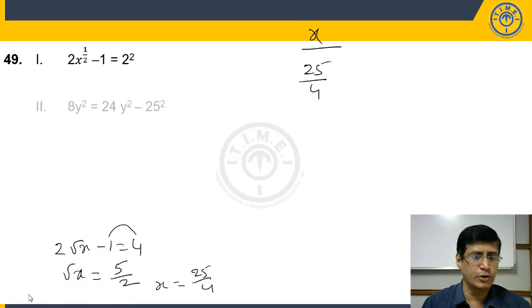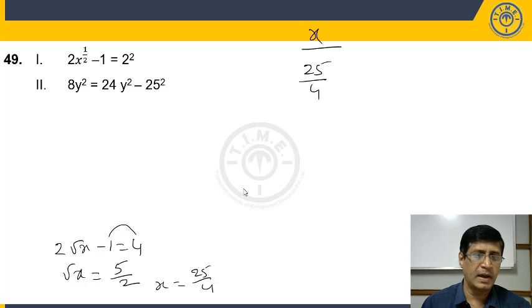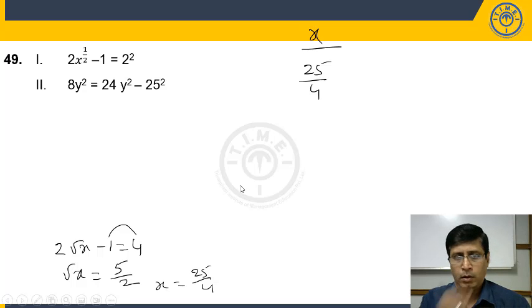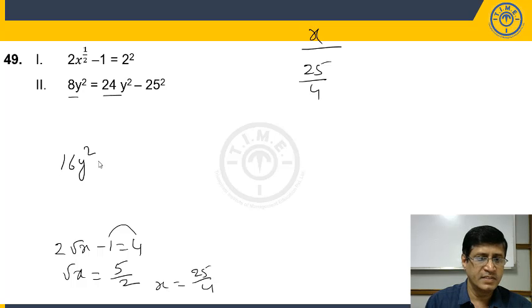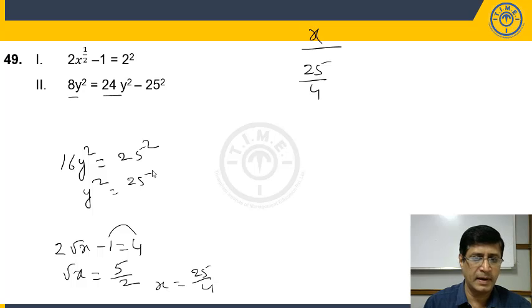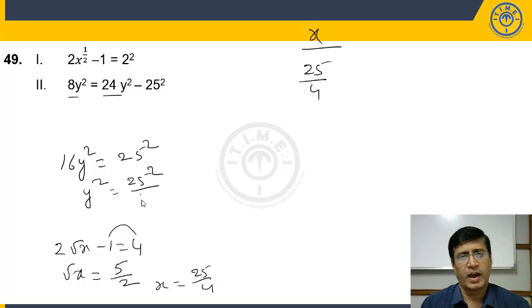Now look at the second quadratic equation. 8y square minus 24y square minus 25 square is equal to 25 square. Now just by taking the variables on one side, 24y square minus y square, it is 16y square. 16y square is equal to 25 square. So what is the value of y square? y square is equal to 25 square by 16. So what is the value of y?